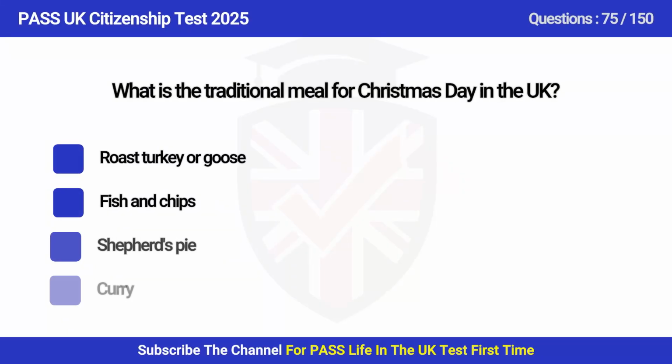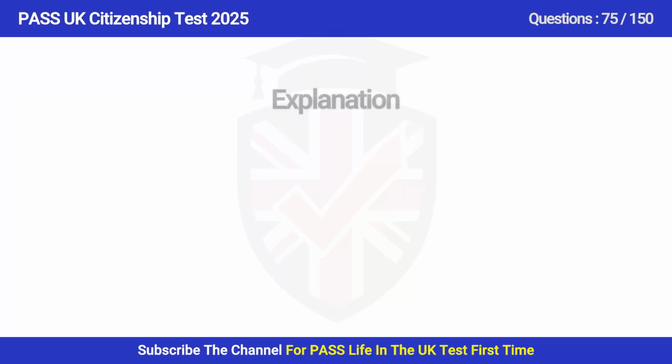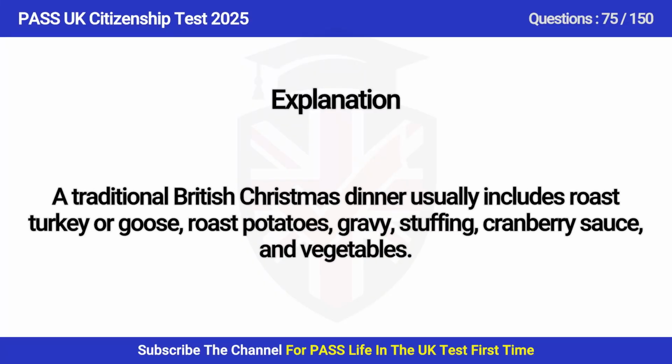Question 75. What is the traditional meal for Christmas Day in the UK? A. Roast turkey or goose, B. Fish and chips, C. Shepherd's pie, D. Curry? Answer is A. Roast turkey or goose. A traditional British Christmas dinner usually includes roast turkey or goose, roast potatoes, gravy, stuffing, cranberry sauce, and vegetables.